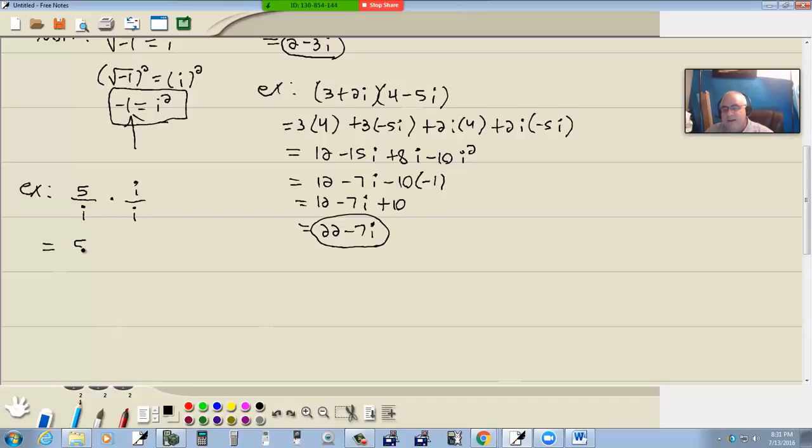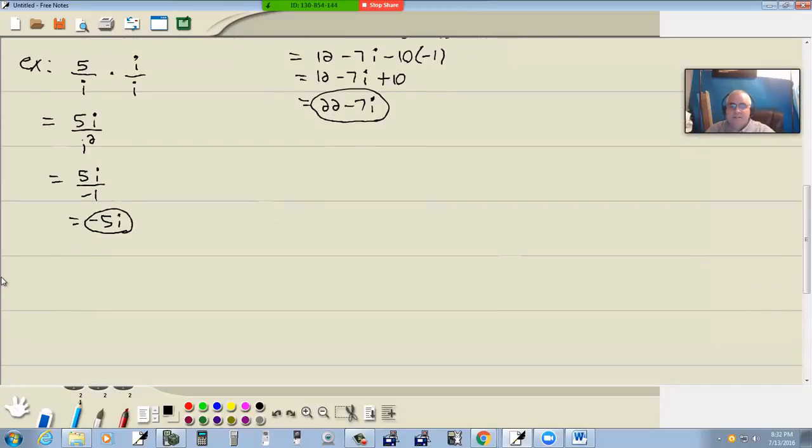5 times i is 5i. i times i is i squared. But remember, we said i squared is equal to negative 1. So this becomes 5i over negative 1, or negative 5i. And that's standard form. So again, a big part of division is just to put it into the correct form. Now let's look at where we have two items down below.